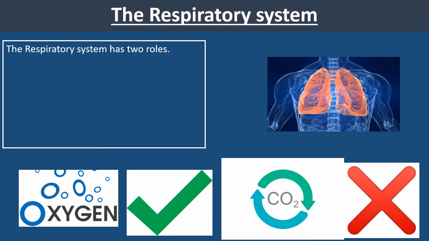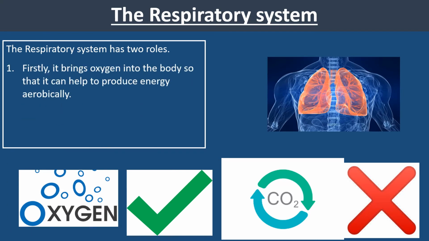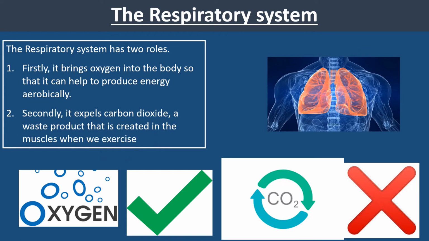Before we start anything, we need to know exactly what the respiratory system does. It has two pretty straightforward roles. The first thing that we need the respiratory system for is to bring oxygen in. That enables us to produce energy aerobically, so with the presence of oxygen. The second thing that the respiratory system does is expel carbon dioxide. That means that it removes carbon dioxide that we find in our muscles once we have exercised.